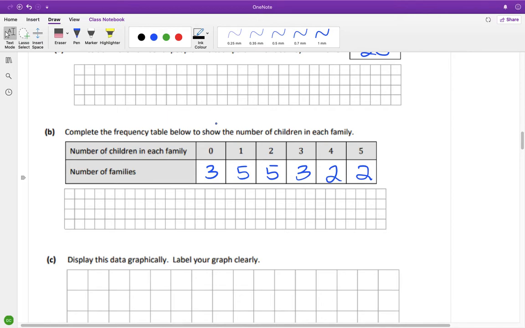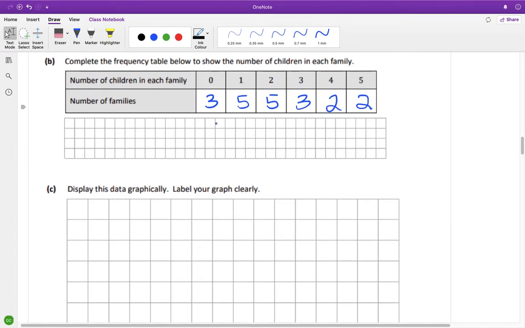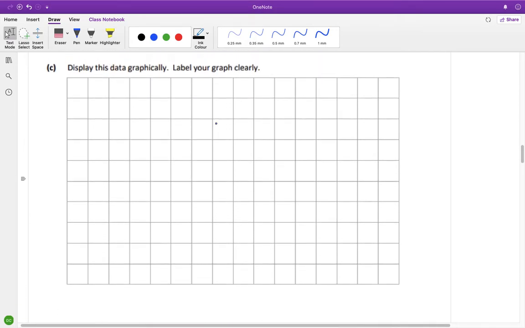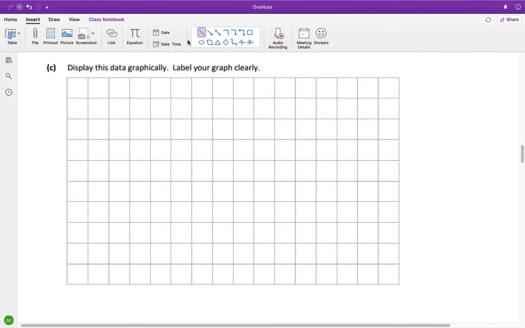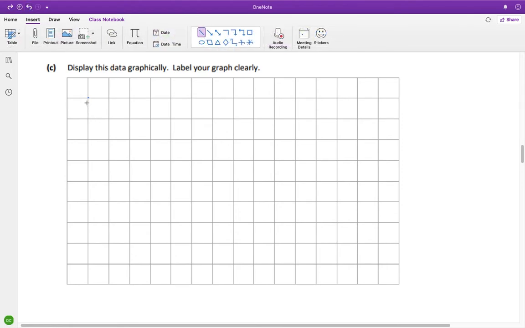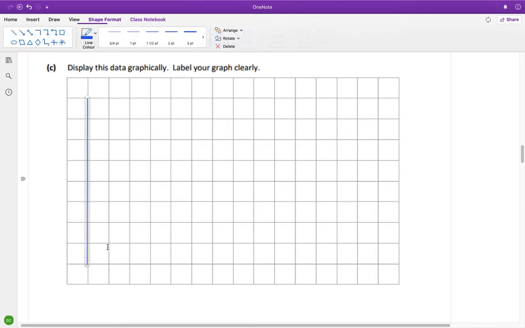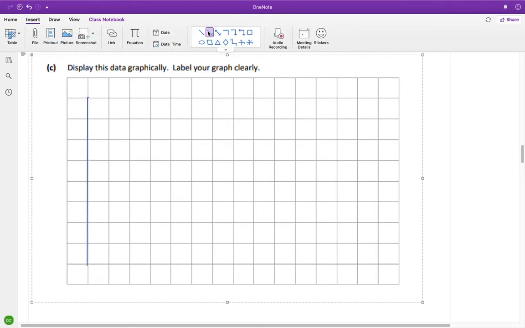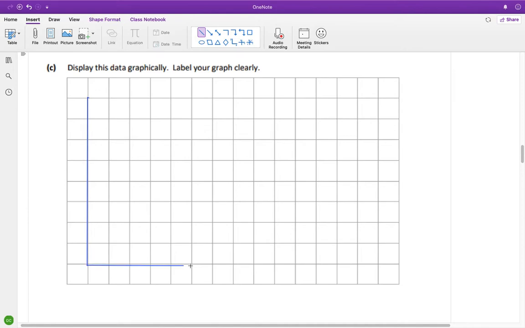Okay, so display this data graphically. I suppose a bar chart is probably the easiest thing. So, no, that not work. So if you put a line down here, and then insert another one, and go across.